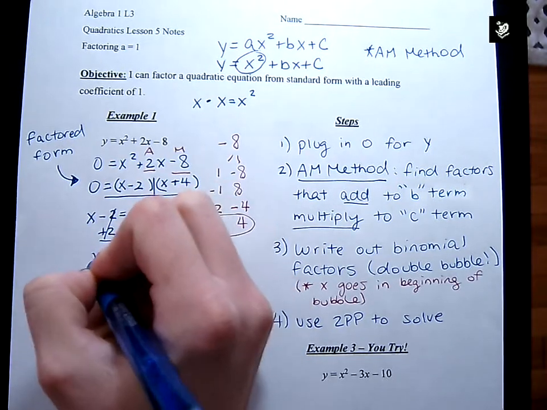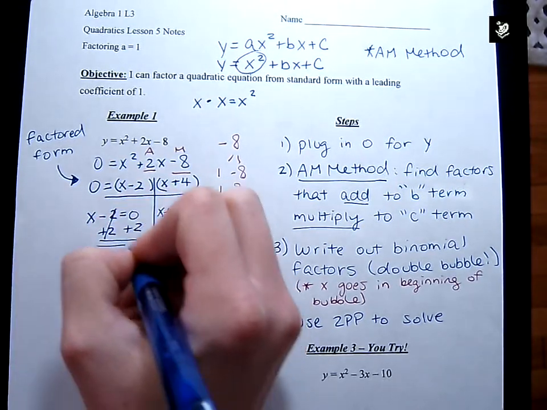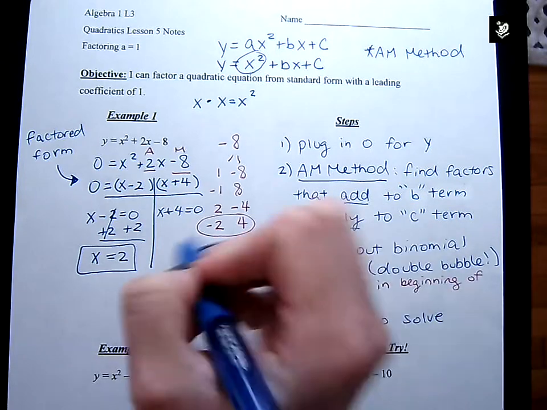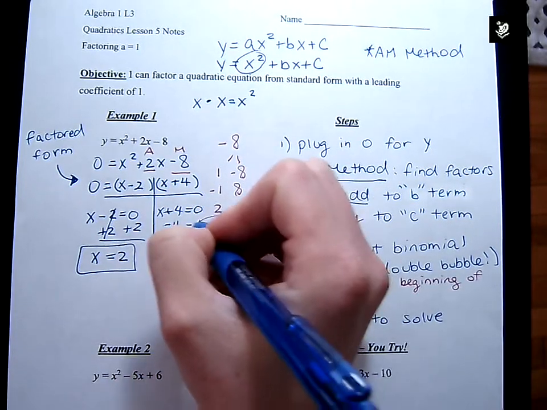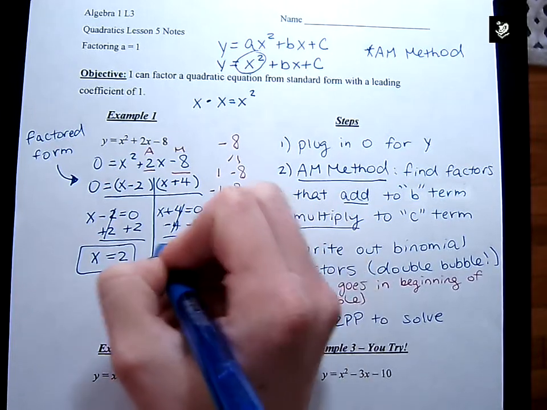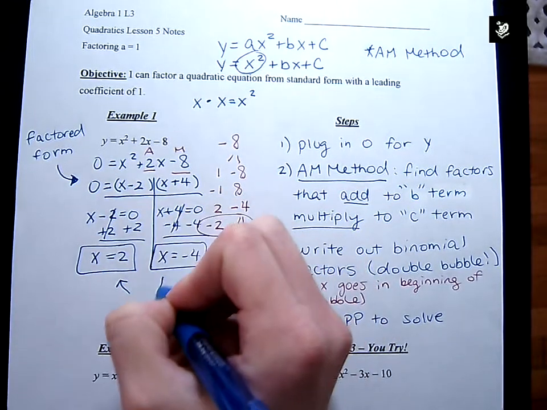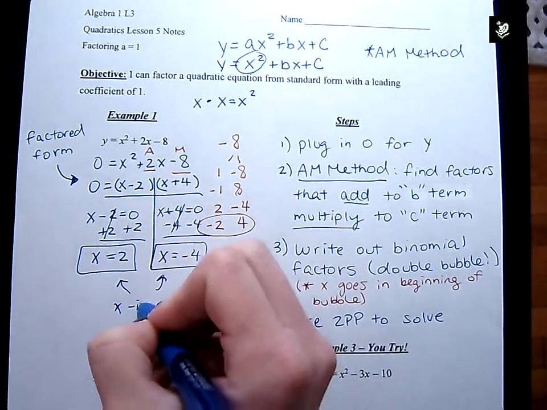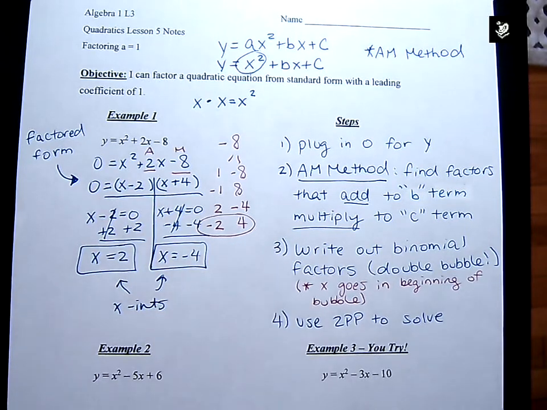X must equal 2. There's my first x-intercept. And I'm going to subtract 4 for my second one. So here is my second x-intercept. So now you have successfully solved your first quadratic in standard form when there is a b term.